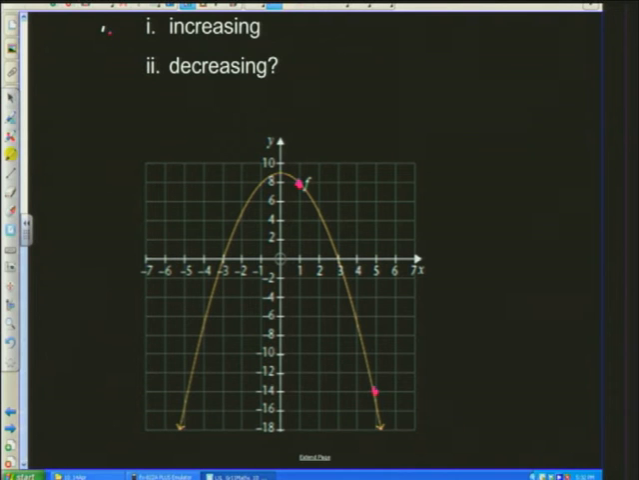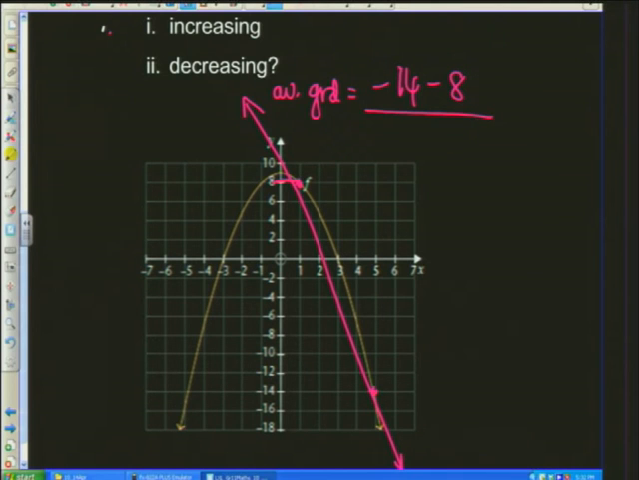What we're now saying is that if I had to take that gradient, there would be a line, there would be a secant. Okay? And the average gradient is the gradient of this line. Average gradient is equal to my y value over here, negative 14, minus my y value over here, 8, and I'm dividing it by the change in x, that's 5, minus this x value, which is 1.